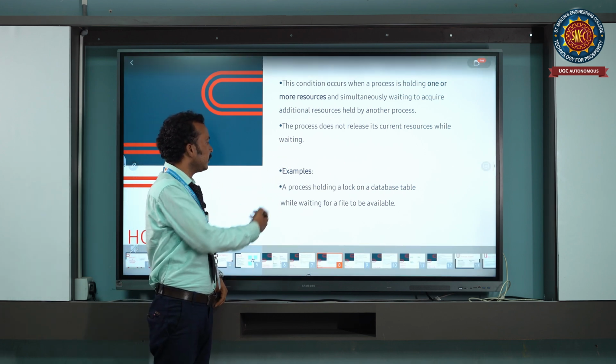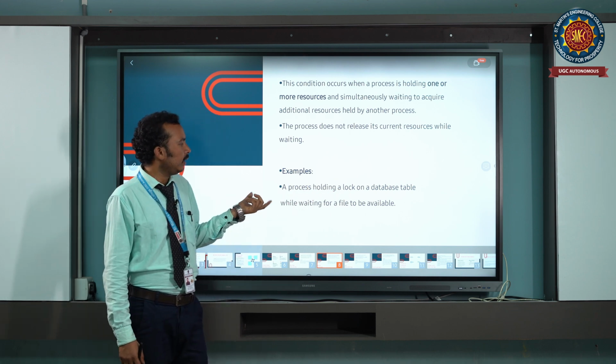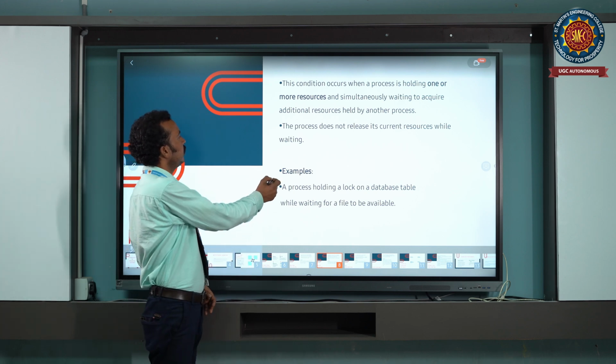And here the example is a process holding a lock on a database table while waiting for a file to be available. This is the hold and wait concept.